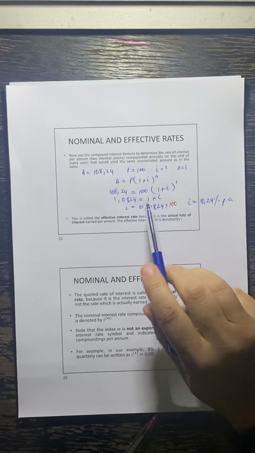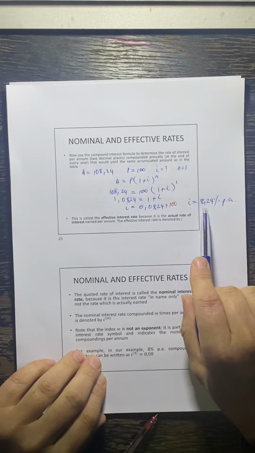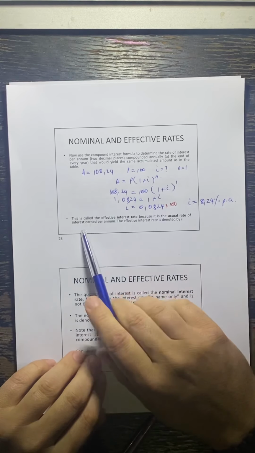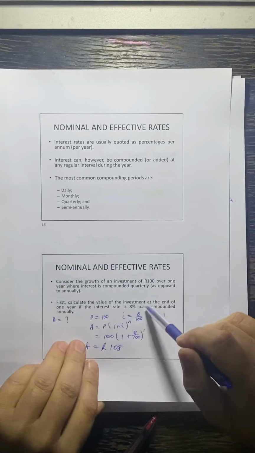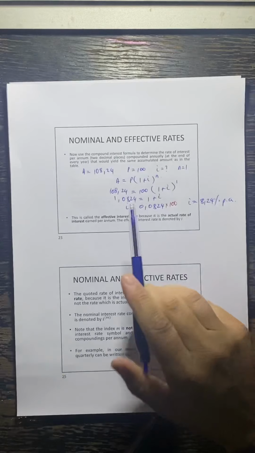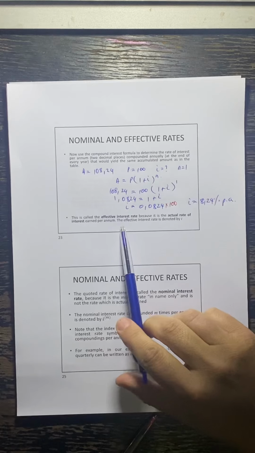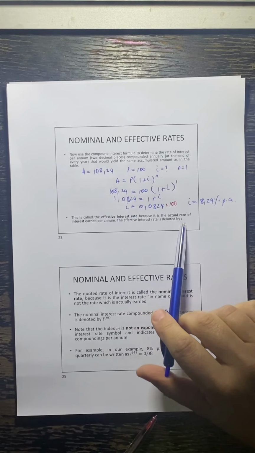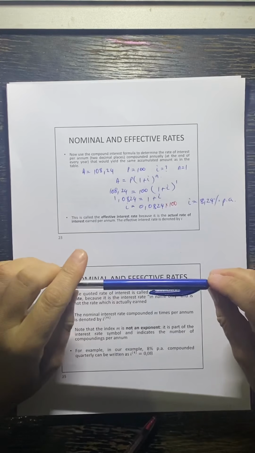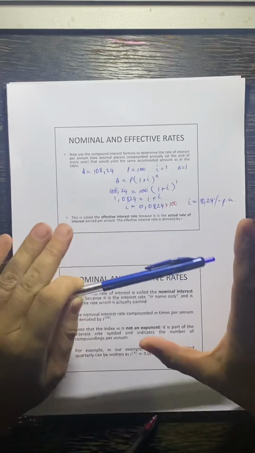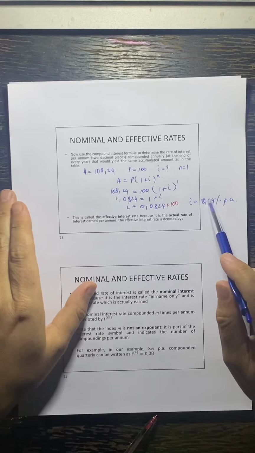For an annual interest rate for this one, not compounded quarterly but per annum, per year, would give an equivalent of 8.24%. Okay, and you can see that this interest rate is bigger than this interest rate that we initially had. This is called the effective interest rate because it is the actual rate of interest earned per annum. The effective interest rate is denoted by i. So if they say that you've got a per annum rate compounded quarterly, that is not the interest rate that's doing the work on your money. It's this effective rate that's doing the work.